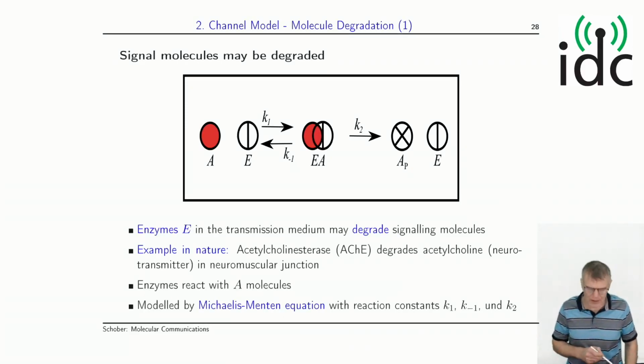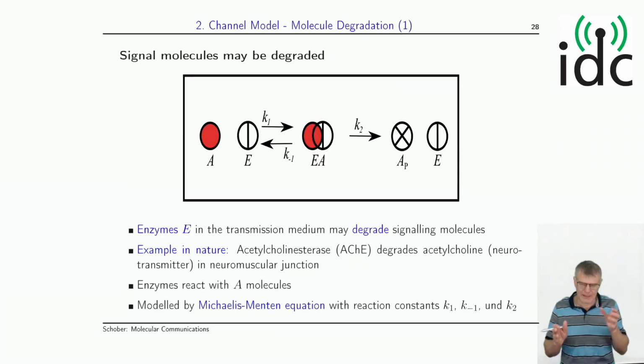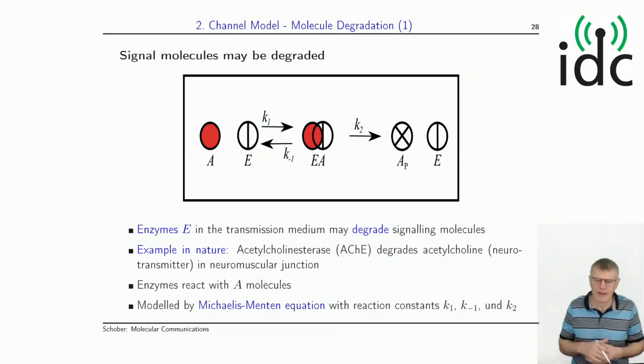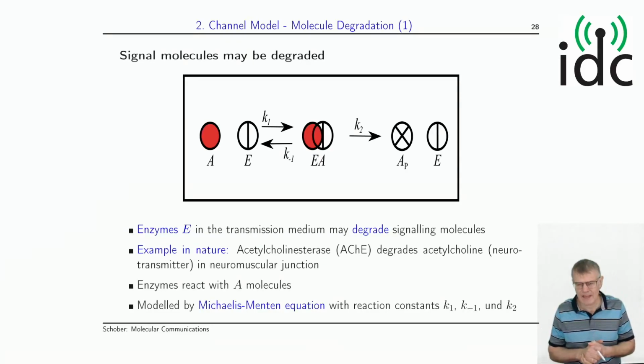And this is found, for example, in nature in the neuromuscular junction. So this is the gap between a neuron and a muscle cell. There the neuron stimulates the muscle cell with neurotransmitters, so with signaling molecules via molecular communication. And it does so by first releasing these neurotransmitters, so the muscle gets stimulated and contracts. But then, of course, you also would like to release the muscle again. And this is done by subsequently releasing enzymes that degrade these neurotransmitters into a different type of molecule that will not stimulate the muscle cell.